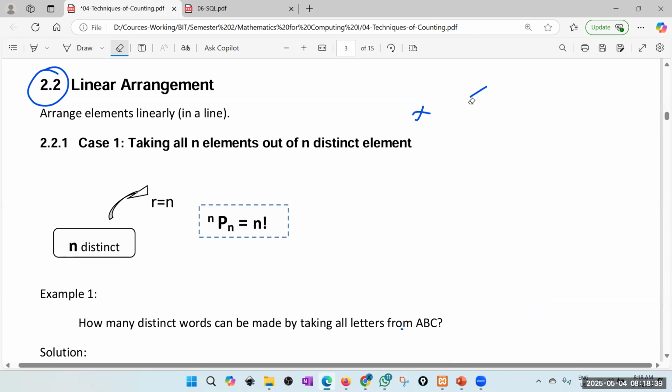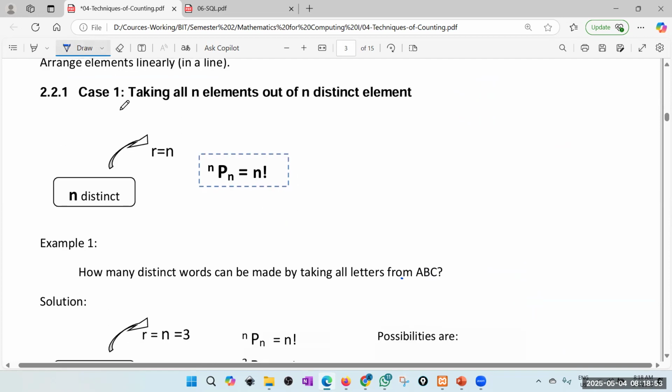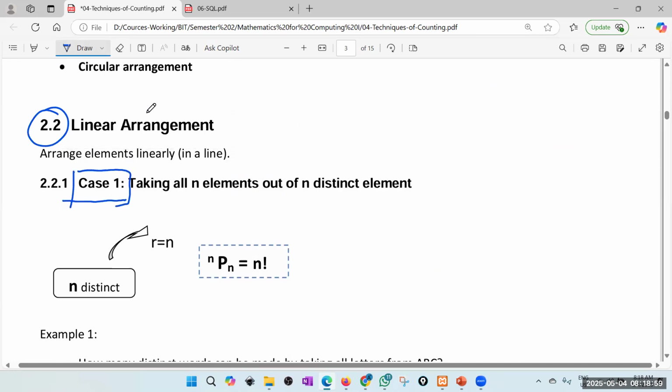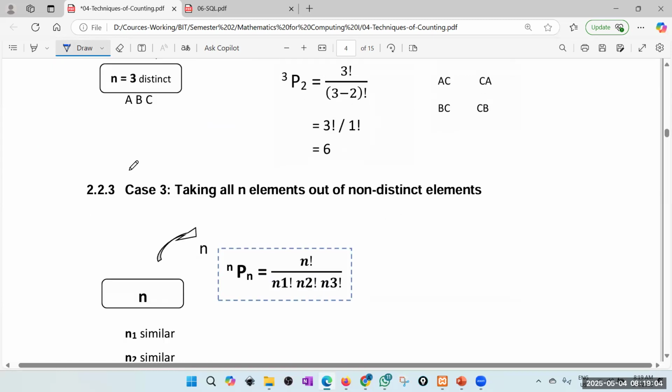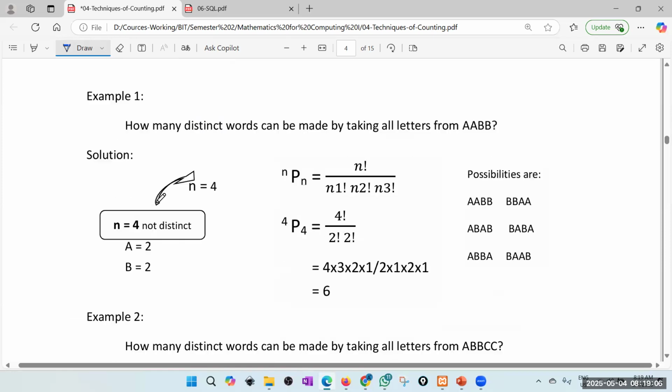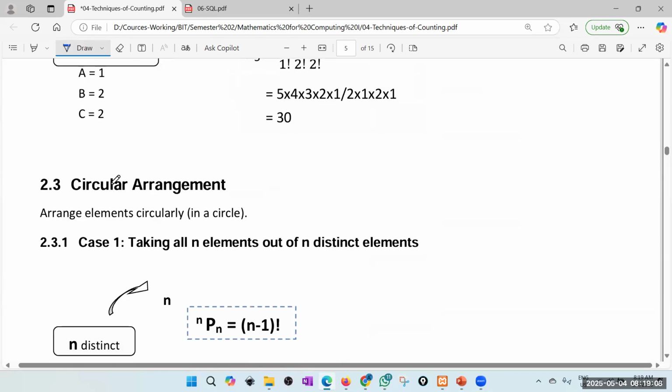So if you know the pattern, we can use it, but you need to understand and prove to yourself that yes, this is correct. Right. So to do this in a much easier manner, I have taken those as different cases. Linear arrangement case number 1, linear arrangement case number 2, linear arrangement case number 3. Okay. And then circular arrangement case number 1 and so on.